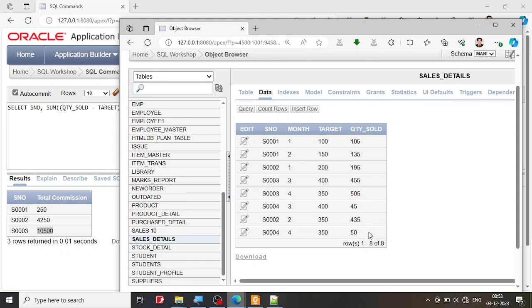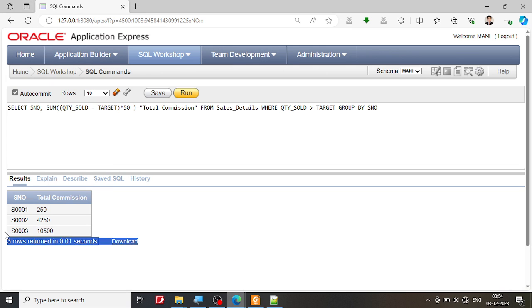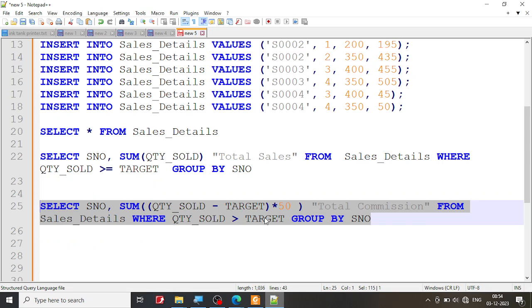But if you look at this culprit, 4004, this person has not sold anything in excess of the target, so that person's name is not included here. Okay, done with that. Let's go ahead with the next one.